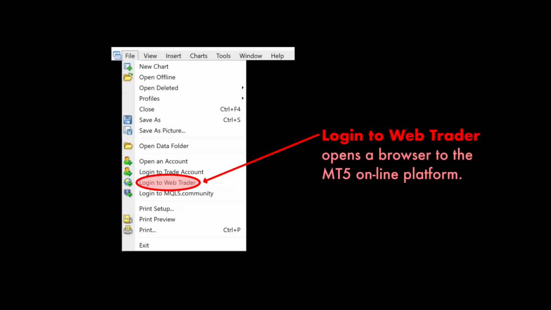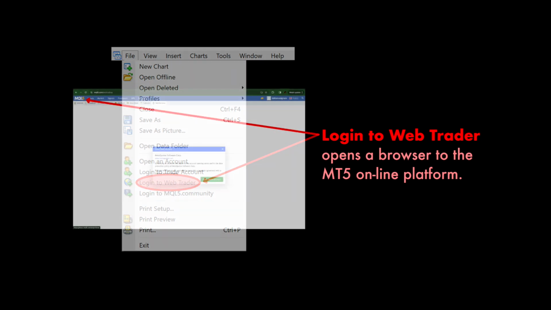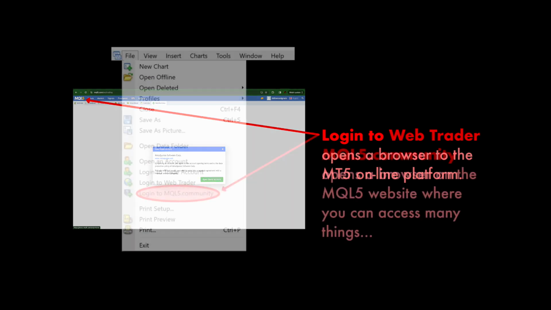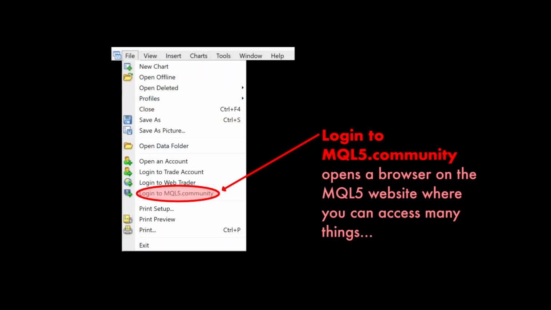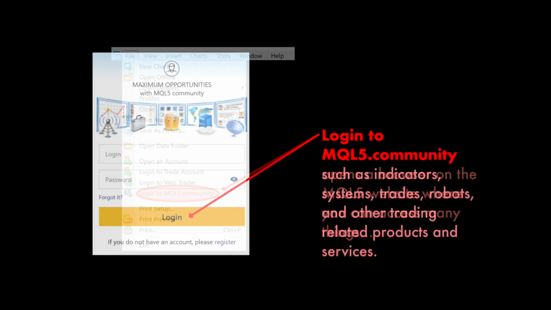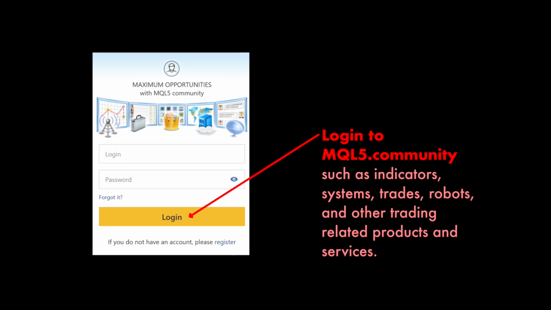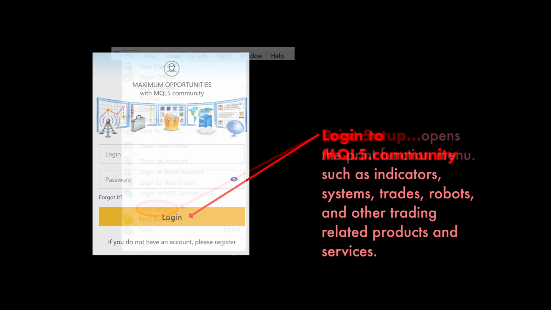The next tab down is the Log onto WebTrader that opens a browser and connects you to the MQL5 web terminal, where you can perform many of the MetaTrader functions online instead of the platform stored locally on your computer. Logging into the MQL5 community opens up a login screen where you can access many features such as indicators, systems, trades, robots, and other trading-related products and services.